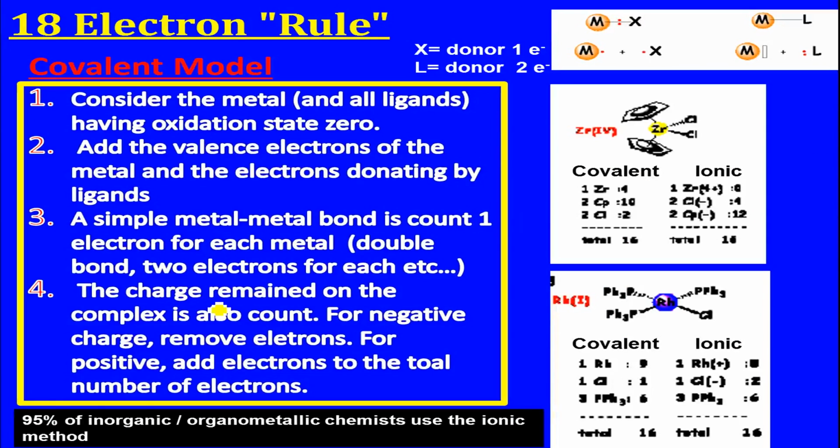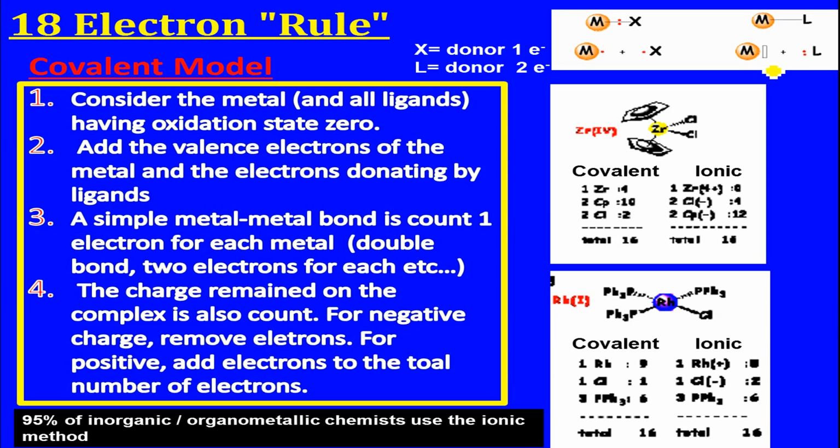Counting, we can use the covalent model. In the covalent model, if we have, for example, MX, in this case, X donates 1 electron, and if L is bound to M by a lone pair, L donates 2 electrons.